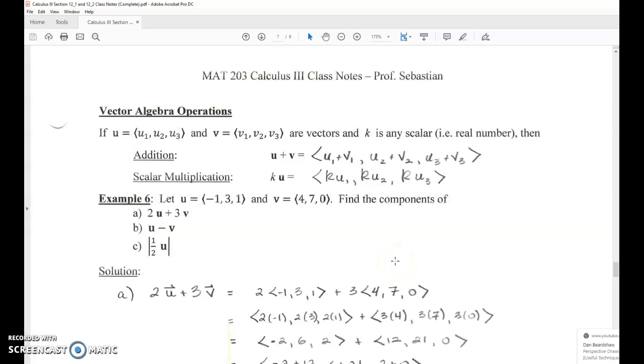We're on section 12.2 about vectors, and we're on page 7 of your notes where we're talking about vector algebra operations. So if I have two vectors, let's call them u and v, with components u1, u2, u3, and v1, v2, v3. And then we have k, where k is any scalar, so not a vector, just a scalar, a real number. Then if I want to add two vectors, I simply add their components. And if I want to do a scalar multiplication of a vector, I need to multiply that scalar k times every component that's in the vector.